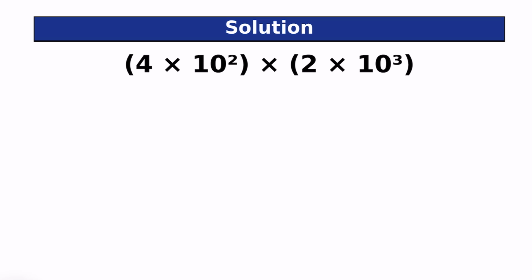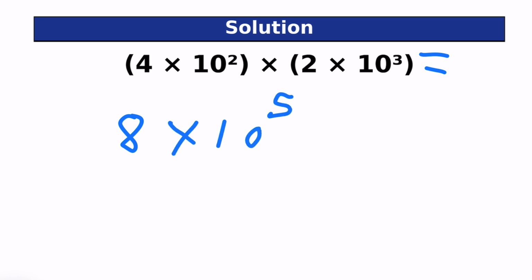So let's go over the solutions. So we've got the first question. So we'll multiply the integers together to get 8, and we add the indices to get 5. So it's 8 multiplied by 10 to the 5.